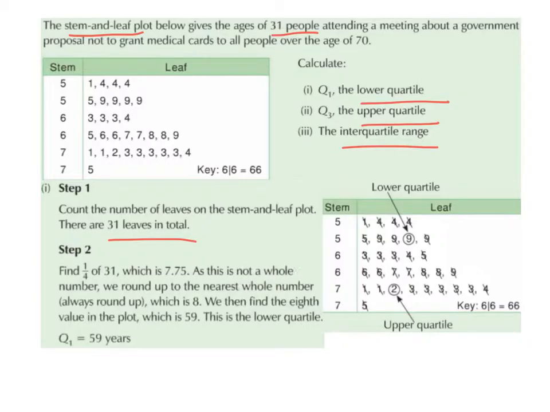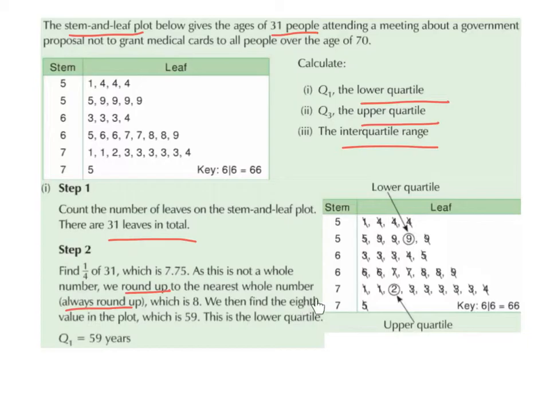This is clearly not a whole number, so what we have to do is round up to the nearest whole number. This is very, very important. We always round up when we're dealing with quartiles. So for example, if we had gotten 7.1 or 7.2, where you naturally would go to round down, in this case we would always round it up to the next whole number. So whenever you're dealing with quartiles and you get a number that's not a whole number, you always round up. So 7.75 rounded up to the nearest whole number is 8.